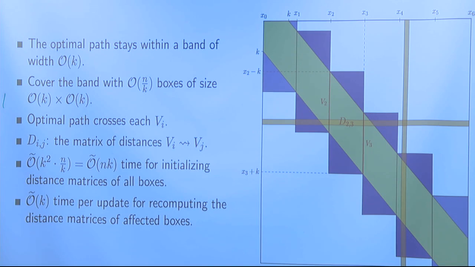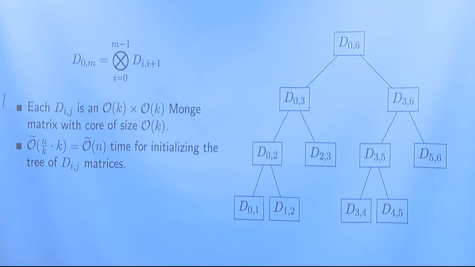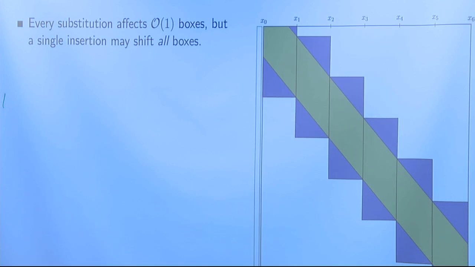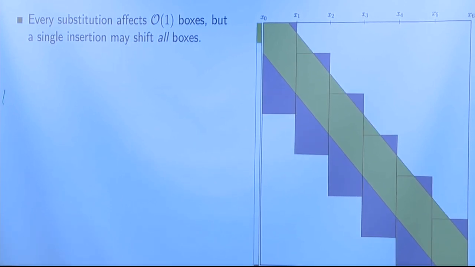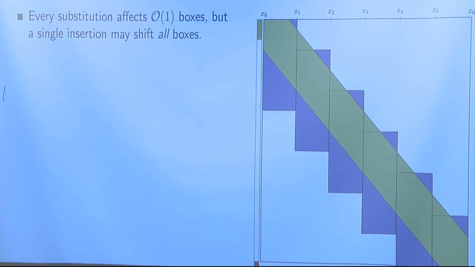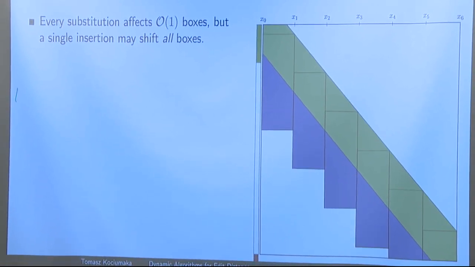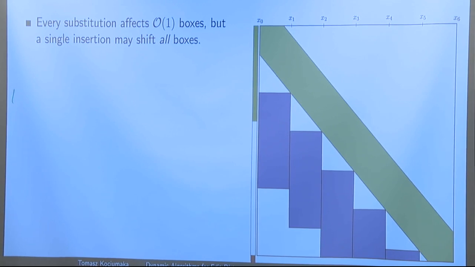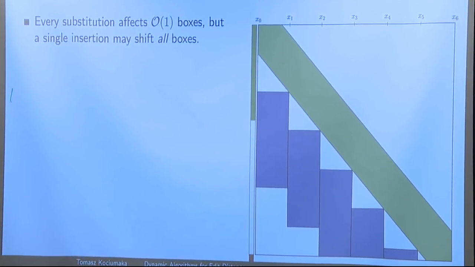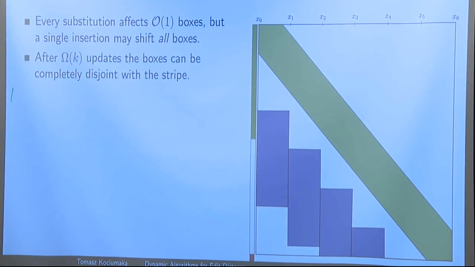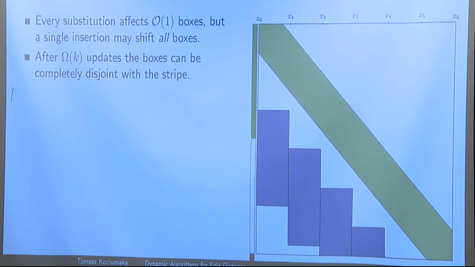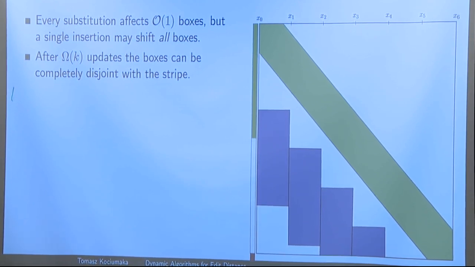So for substitutions, it wasn't very difficult. But why are insertions and deletions more challenging? So perhaps the most difficult case is when, let's say, x stays unchanged, but y gets shifted. So we repeatedly remove the last character and add something at the beginning. And if we keep doing so, the boxes will move downwards, but the band needs to stay where it is. So after roughly k updates, the band will be completely disjoint from the boxes. So we lose every useful piece of information we had.